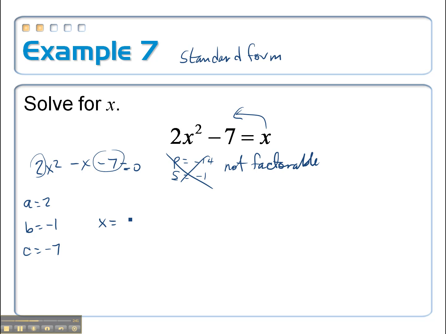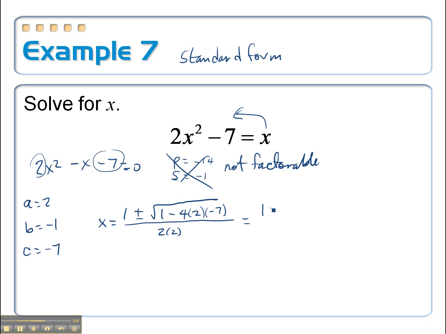X is equal to the opposite of b. It's negative 1, so I'll make a positive 1. Plus or minus square root of b squared. Negative 1 squared is just 1. Minus 4 times a, which is 2, times c, which is negative 7, all divided by 2a, so 2 times 2. Now let's just simplify this.